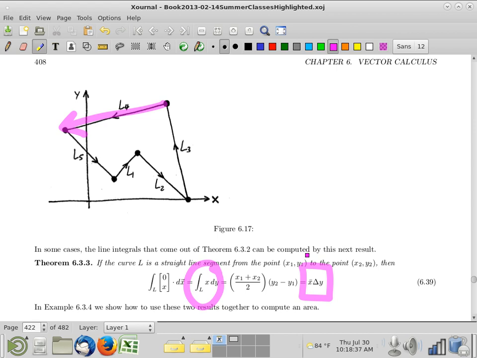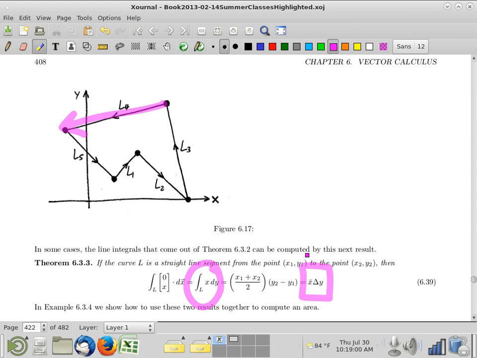Wonderful little fact. The magic line integral from the previous theorem: the average value of x over that interval times the change in y over that line segment. Now, I'm going to let you guys prove this theorem. It's not a hard proof. It's a very nice application.